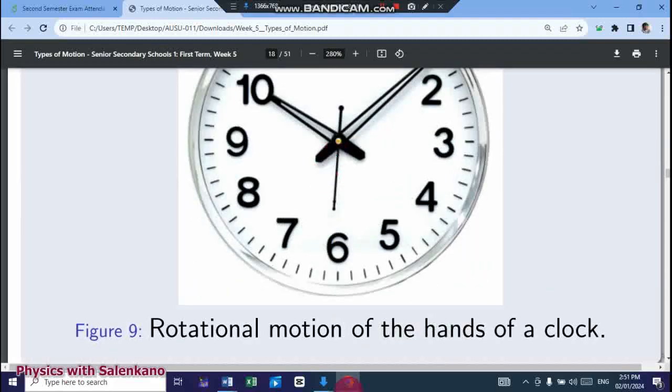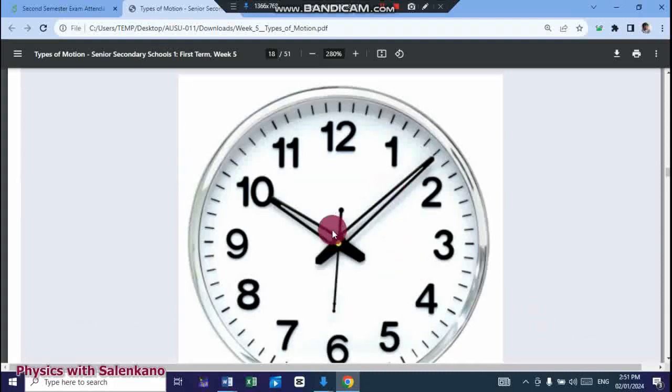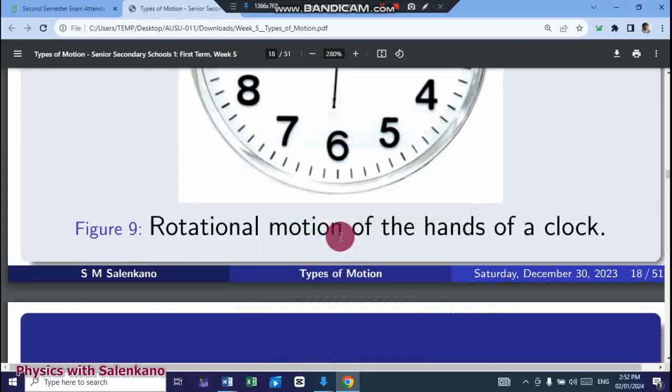Here is rotational motion of the hands of a clock. As we can see, we have this hand, this hand, this hand. All of them are rotating about a fixed point, and this is the fixed point here. The middle here is the fixed point.